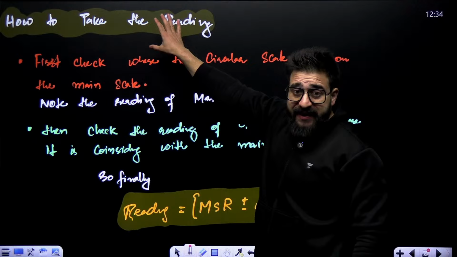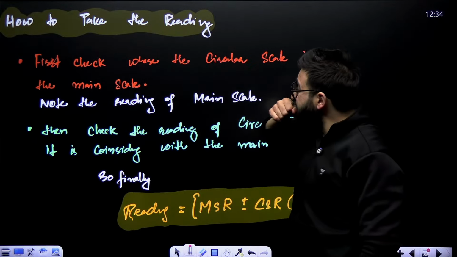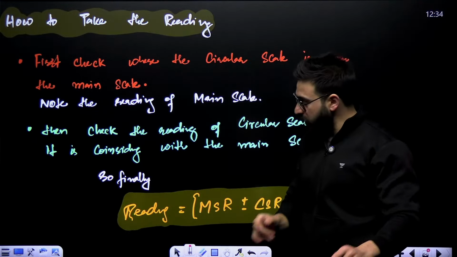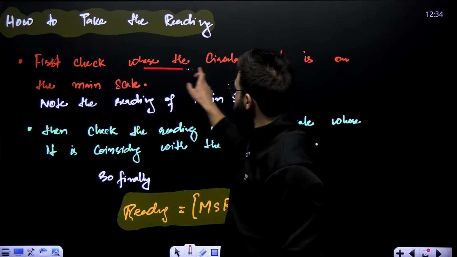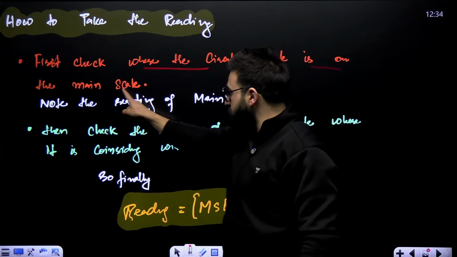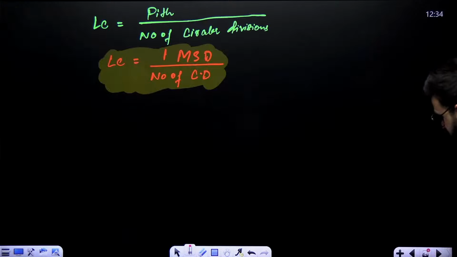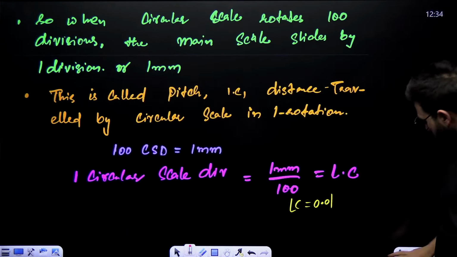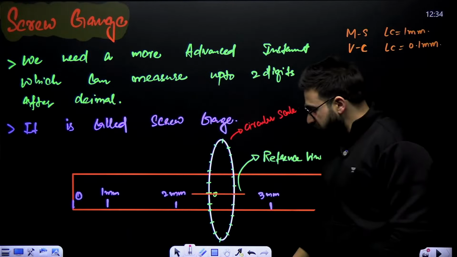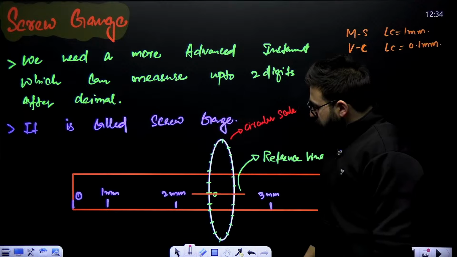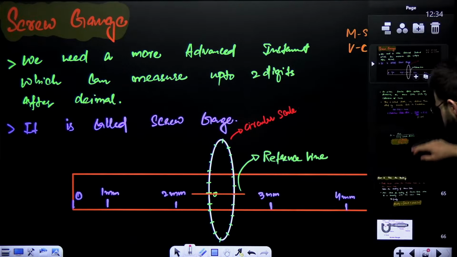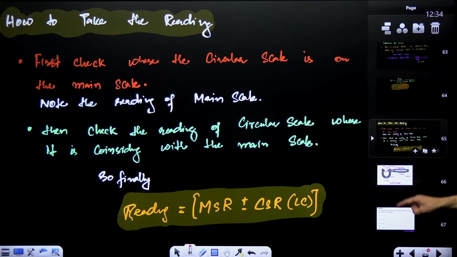Now guys, how to take the reading in case of the screw gauge. Okay, see, first check where the circular scale is on the main scale. Note down the reading of the main scale. Now guys, you have to first check, what is it saying? First check where the circular scale is on the main scale.